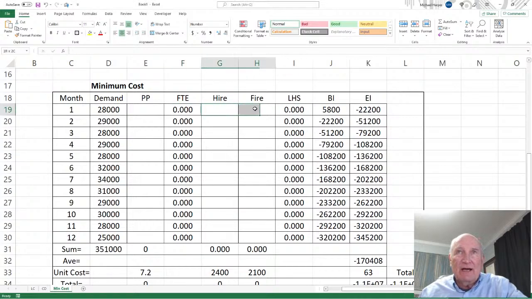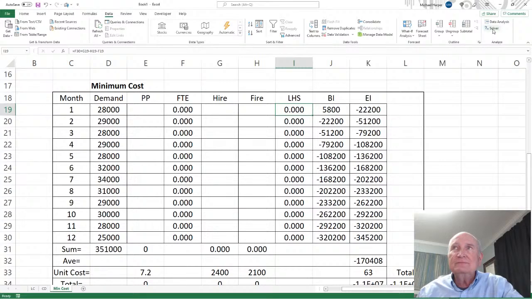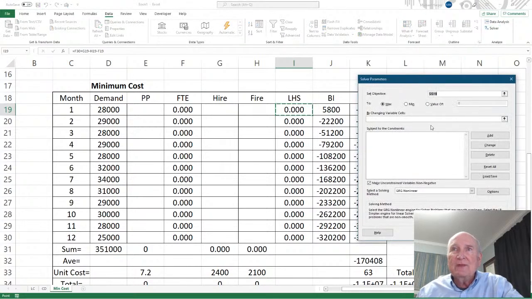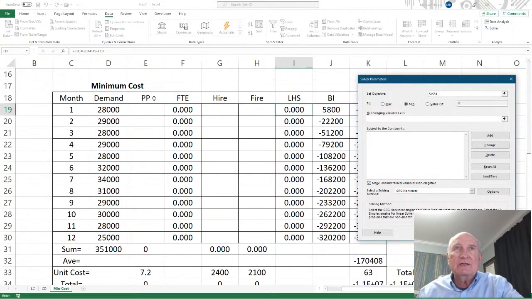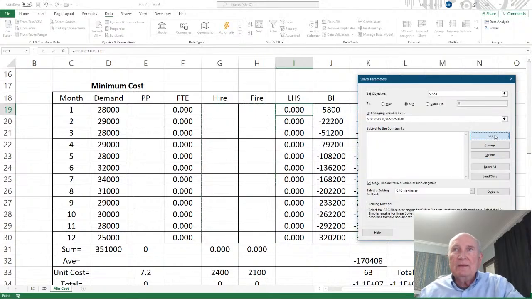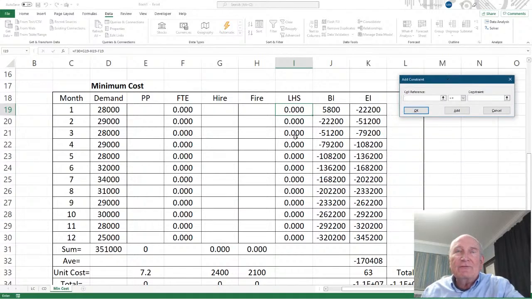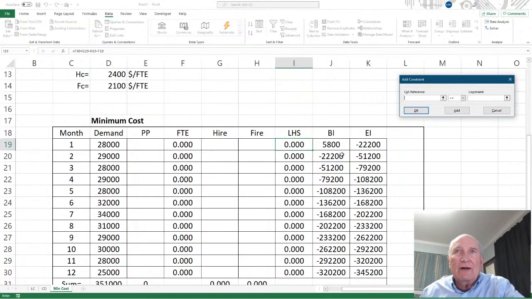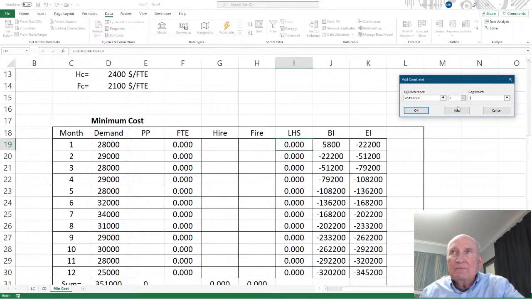Because the left-hand side has a hire and fire in them. Okay, so now let's go to Excel. Let's go to Solver. There's Solver. And we want this right here, we want to minimize, by changing our production plan and our hire and fire. And there we go. Now we add our constraints. So we have to add our constraints again here. First of all, we want our left-hand side to be equal to 0.